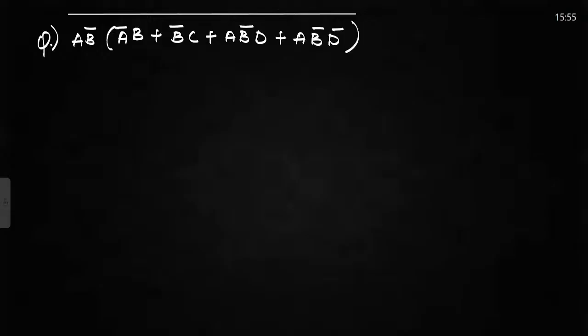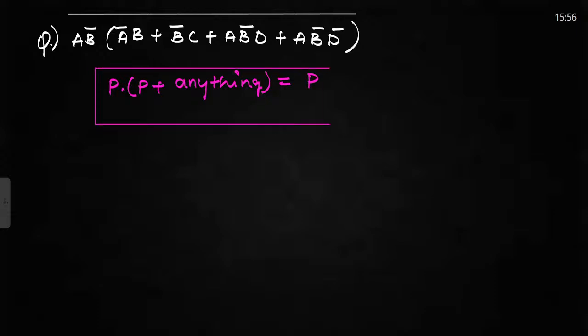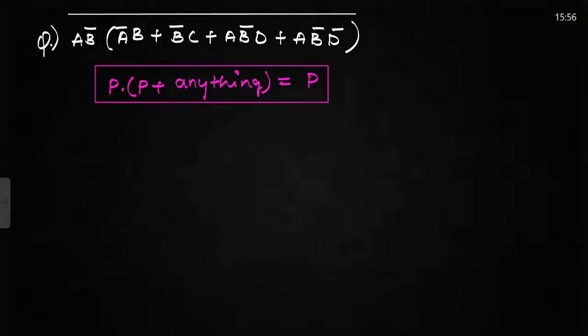Now let us try to solve this question. In order to solve this question, I will say one formula that we are having: if we are having P into P plus anything, then my answer will be equal to P. So this is one important formula in Boolean theorems. So we will try to convert this one into this one.